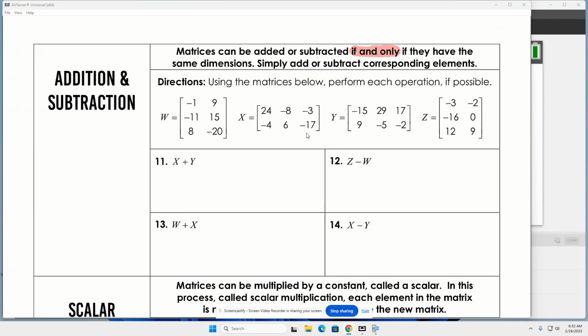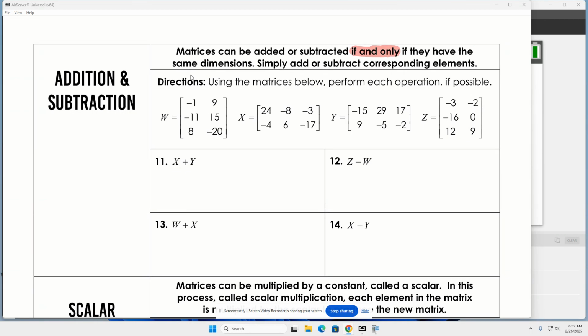Look, they're both 2 by 3. I could add them, I could subtract them. In order to add and subtract, our matrices have to be the exact same dimensions. Okay, that's not true about multiplying, and we'll talk about that tomorrow.